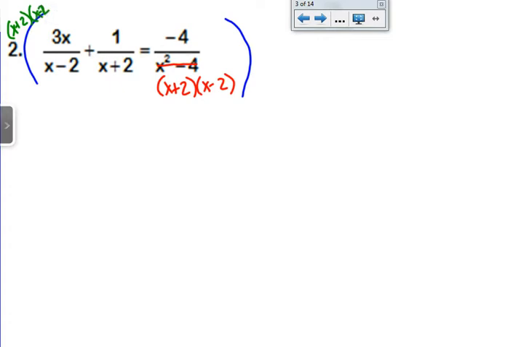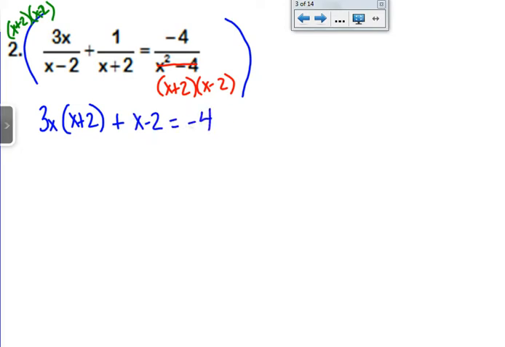Now, when I go ahead and I distribute the x plus 2 and the x minus 2, in the first fraction, I hope you notice that the x minus 2's are going to cancel out. So you still have a 3x, and he's still going to be multiplied by the x plus 2, but not the x minus 2, it was canceled. In my next fraction, I hope you notice the x plus 2's cancel, leaving you with just x minus 2. And then in the last fraction, everything cancels, so you're just left with a minus 4.